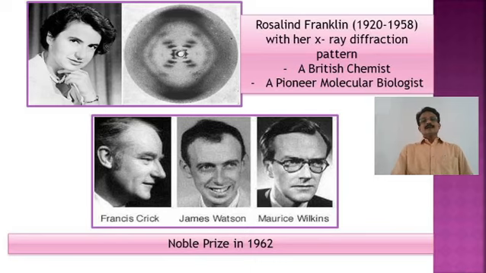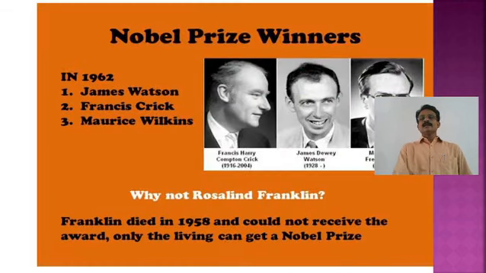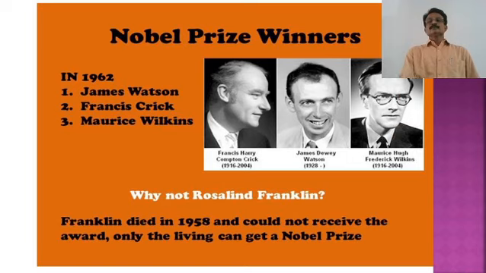As Rosalind Franklin was not alive during that period, she was not part of this Nobel Prize. She was not even nominated for it. The thing is that for one discovery, Nobel Prizes can be given to at most three persons, not more than three. And as Franklin had died, she was not considered for this award.